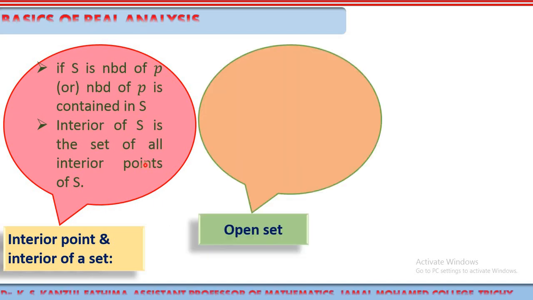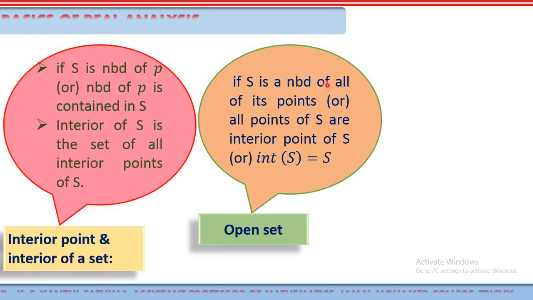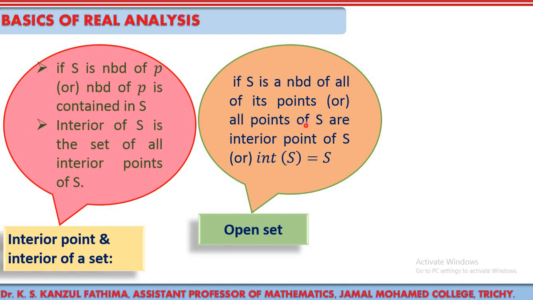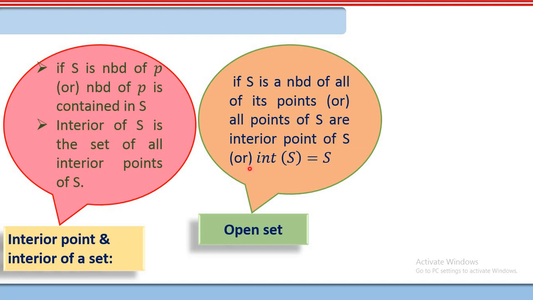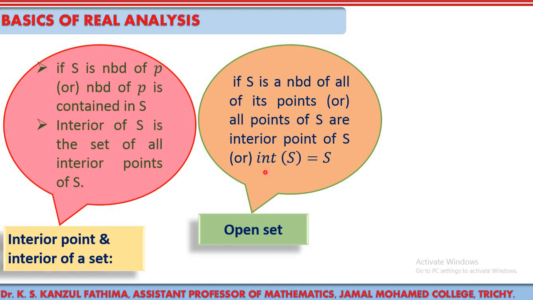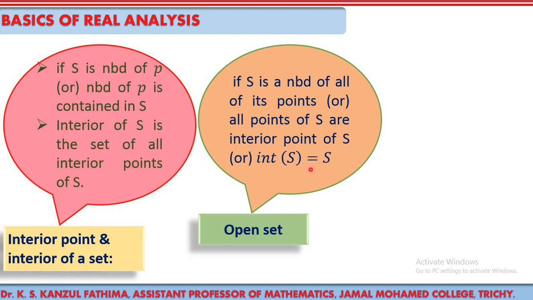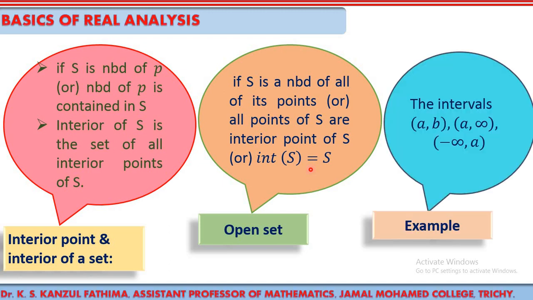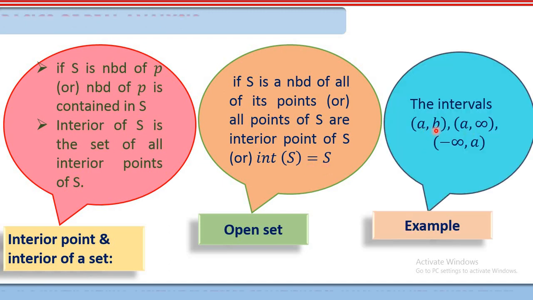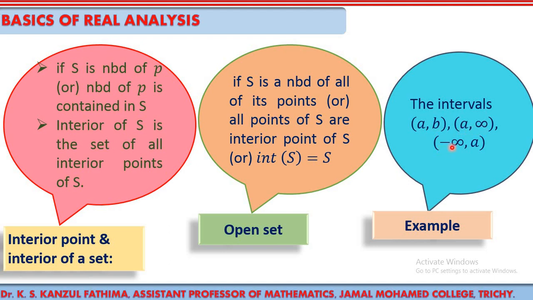Next one is open set. If S is a neighborhood of all of its points, or all points of S are interior points of S, then the set is said to be open. In other words, if interior of S equals S, then the set is said to be open. Example, the intervals open interval (a, b), (a, infinity), (minus infinity, a) are all examples of open sets.